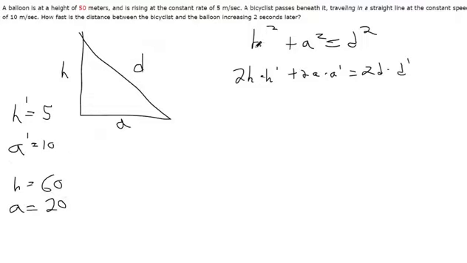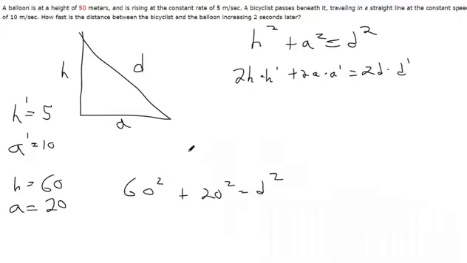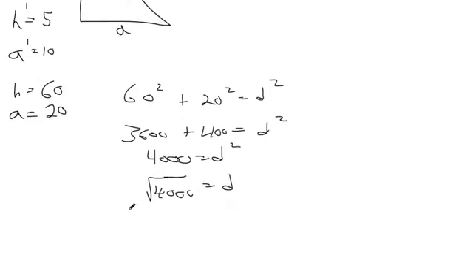And then this diagonal distance, now that I know h and a, I can find out the diagonal distance by using a squared plus b squared equals c squared. I get 60 squared plus 20 squared equals d squared. So 60 squared is 3,600. 20 squared is 400. So we got 4,000 equals d squared. Square root both sides. And then we can simplify that.